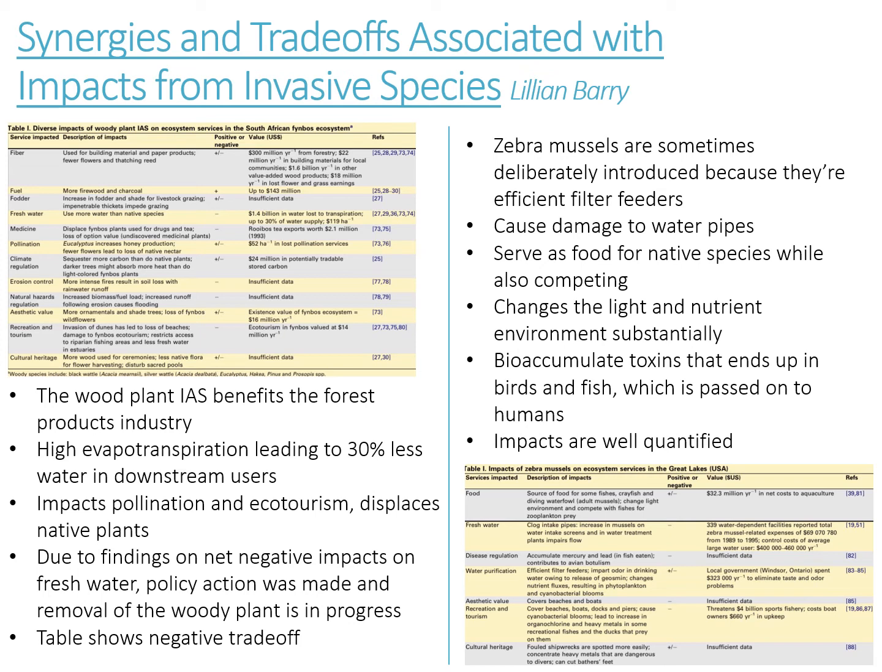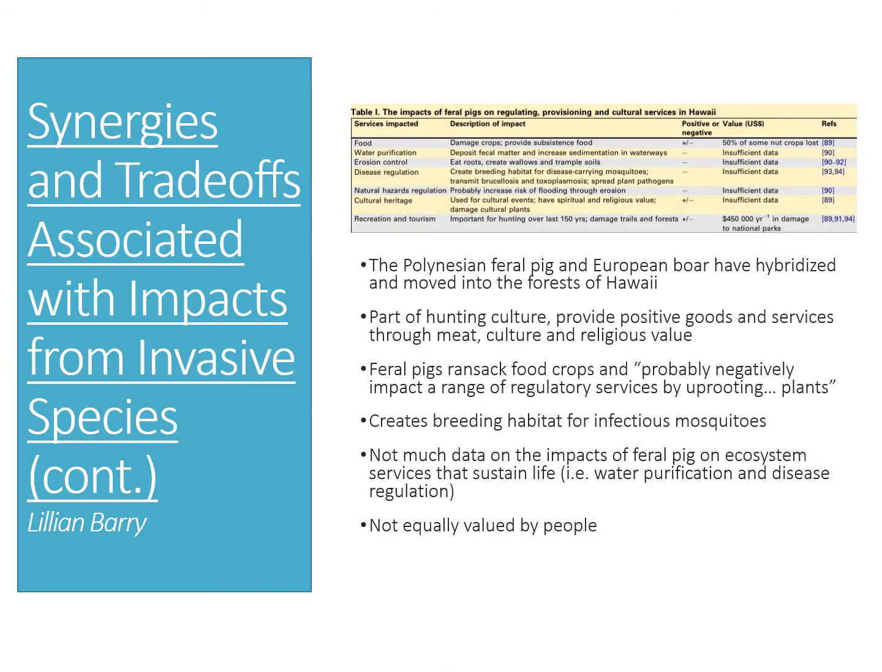The zebra mussel is still debated whether it is more positive or negative, but from this it shows that it is rather more of a negative impact in this case. In this final example, with synergies and trade-offs associated with the impacts from invasive species, we have the impacts of feral pigs on ecosystem services in Hawaii. So what has happened here is that the Polynesian feral pig and European boar have hybridized and moved into the forest of Hawaii. So now it has become a major part of their culture, as this was 200 years ago.